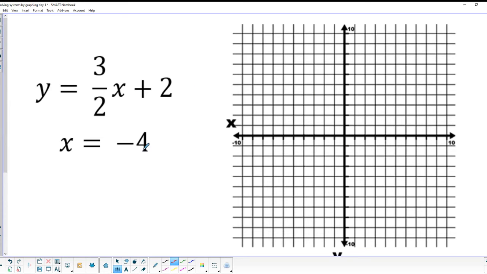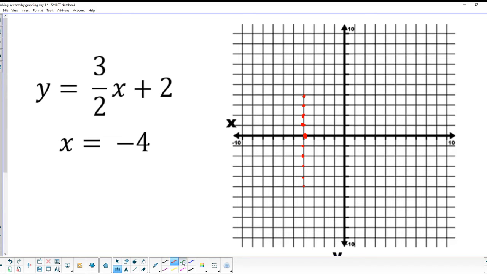All right, let's try another one. Here's one of those unusual ones of x equals -4. So we go to 1, 2, 3, 4. There's where x is -4, and we know that we're going to be talking about all the points up and down this line because every one of them has an x value of -4.